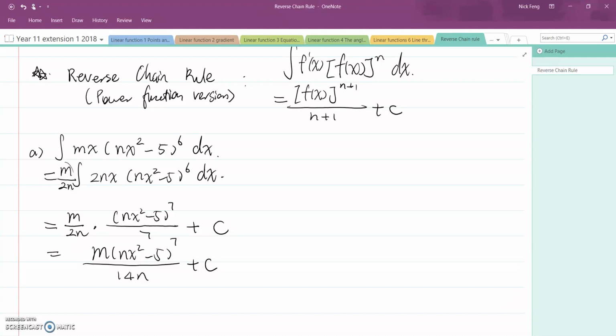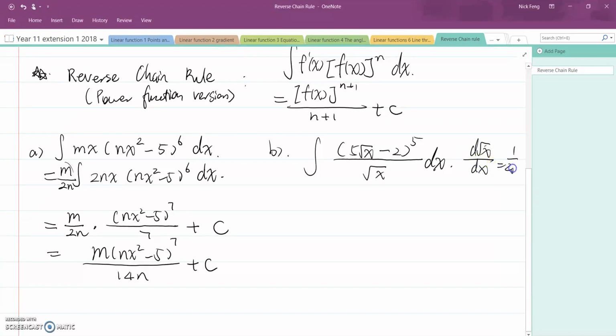Personally, of course, I prefer reverse chain rule because it's easier. Alright, so now let's take a look at some more examples, see how we go. Especially, I would like to do a few more with you with the square root. So, for example, again, if I have integrating 5 root x minus 2 to the power of 5 over root x dx. Why do I always need to have a 1 over root x here? Because the derivative of root x is 1 on 2 root x.